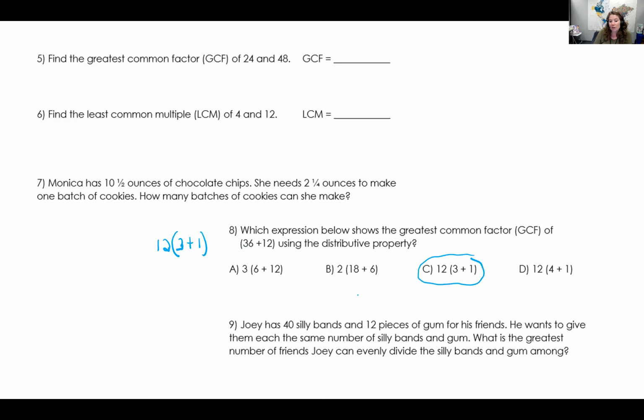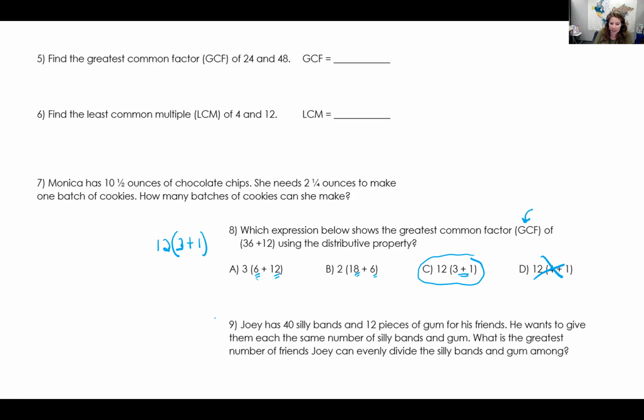Now, even though these other answers might give you 48, which is what 36 plus 12 equals, the numbers inside still have common factors. I can still divide 6 and 12 by 6. I can still divide 18 and 6 by 6. So when you're using the greatest common factor, the numbers left in the parentheses should not have any common factors. And letter D doesn't even add up to be 48. It adds up to be 50 or 60 actually.